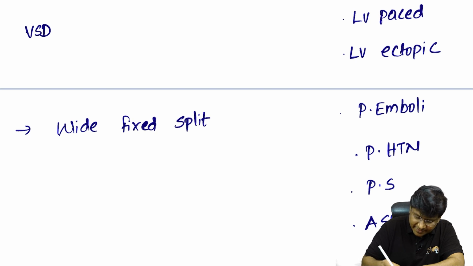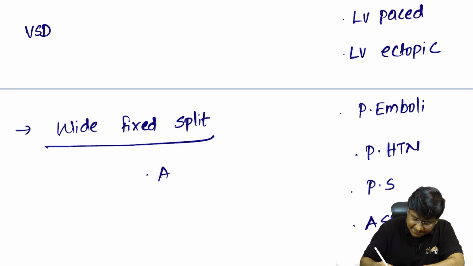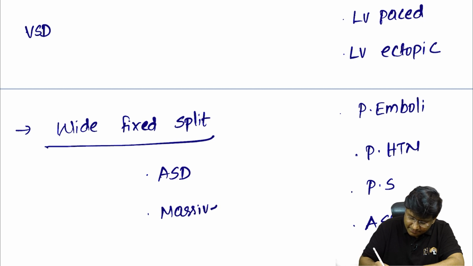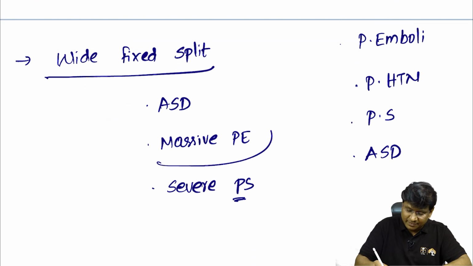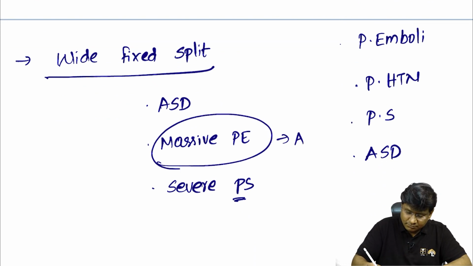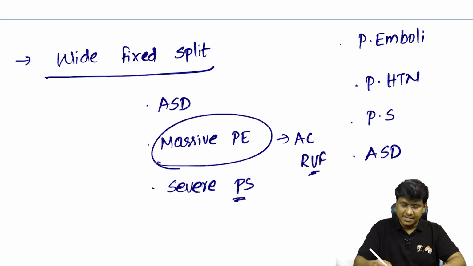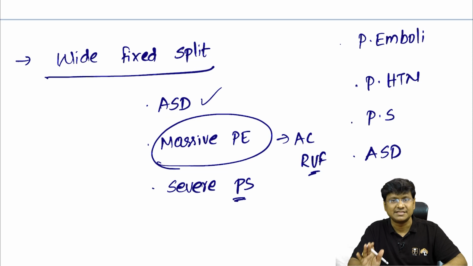Wide fixed split is observed in case of the atrial septal defect, in massive pulmonary embolism, and in severe pulmonary stenosis. Massive pulmonary embolism causes acute right ventricular failure, so this is a scenario where you will have wide fixed split. But the very important condition is the atrial septal defect. Now these are the abnormalities related to the second heart sound.